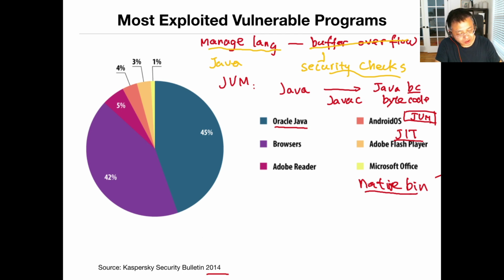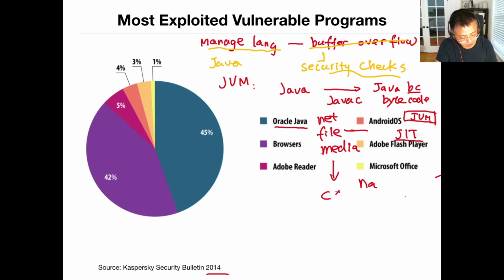Also, the Java virtual machine needs to interact with the operating system, right? For example, it supports networking. It supports access to the files. It supports media. All those components are actually written in an unsafe language, C and C++.